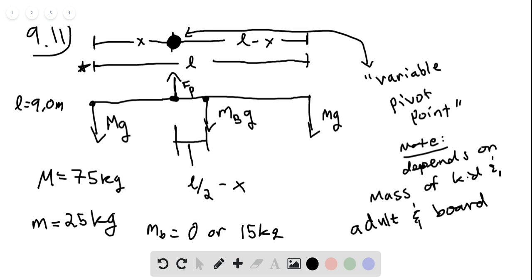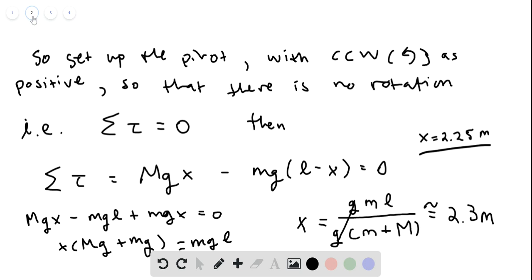Because the center of gravity is going to be in the center of the board, halfway through the board, so 4.5 meters. But then it's also going to be subtracted by wherever x is, which will define this distance, right? So we still don't know what x is. That's what we're searching for. So set up the pivot with counterclockwise as positive so that there's no rotation. In other words, this means that the sum of the torques is 0, and then we're allowed to do some very nice stuff.